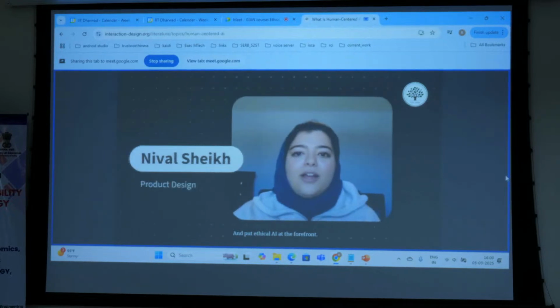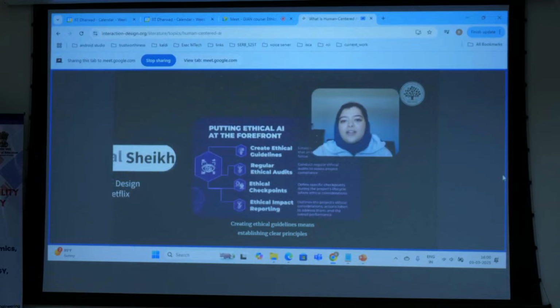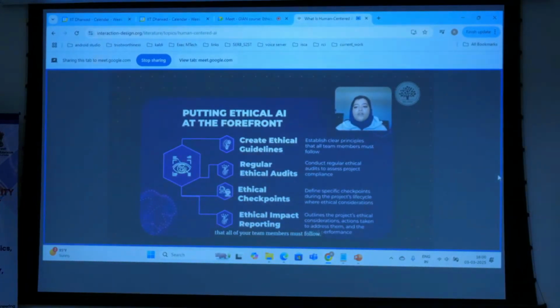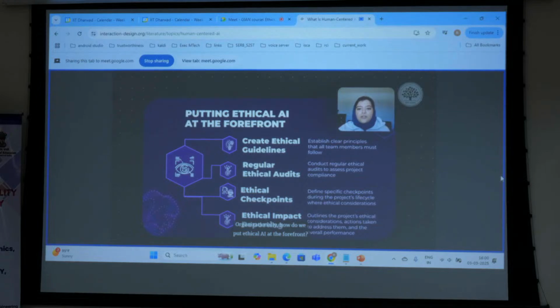And put ethical AI at the forefront. So how do we do that? Creating ethical guidelines means establishing clear principles that all of your team members must follow. This is as an organization, right? Organizationally, how do we put ethical AI at the forefront?